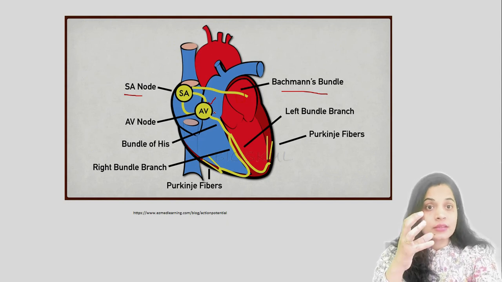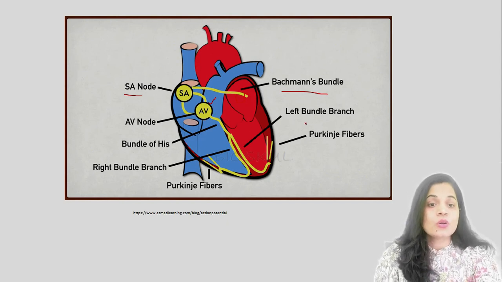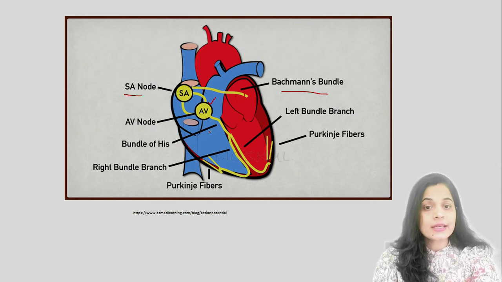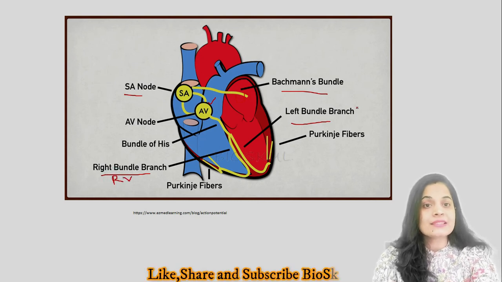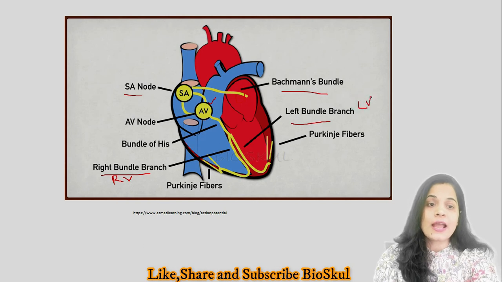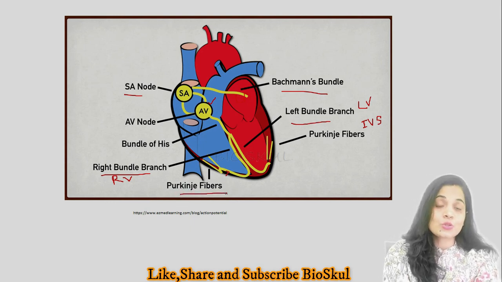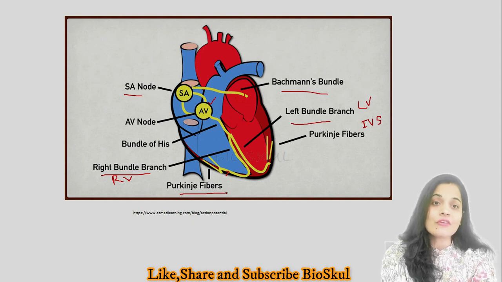From the AV node, the impulse moves through the bundle of His, and the bundle of His is divided into the right bundle branch and the left bundle branch. The right bundle branch depolarizes the right ventricle, whereas the left bundle branch depolarizes the left ventricle and interventricular septum. I'll write it as IVS, interventricular septum. And the bundle branches terminate at Purkinje fibers. These are millions of cells which project into the myocardium and cause the contraction of the ventricle.